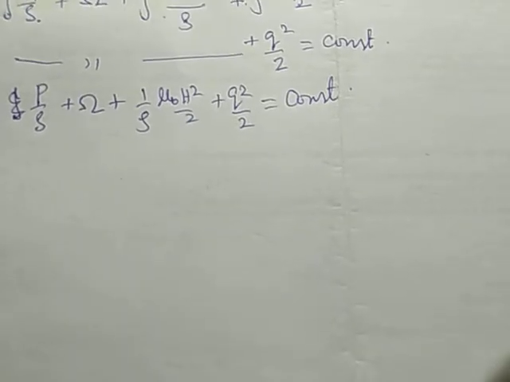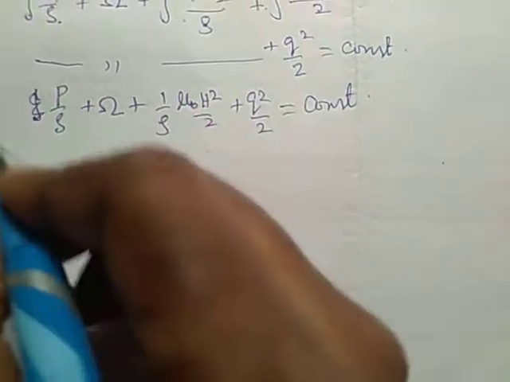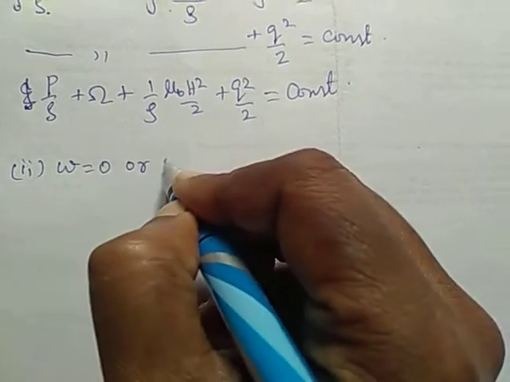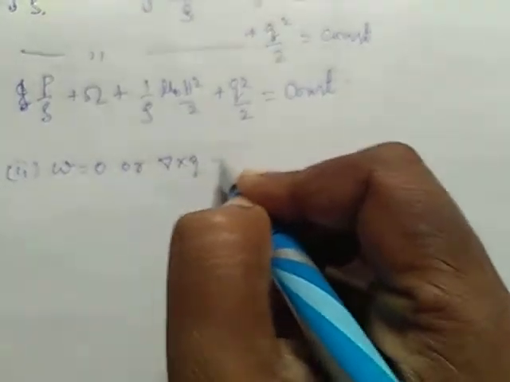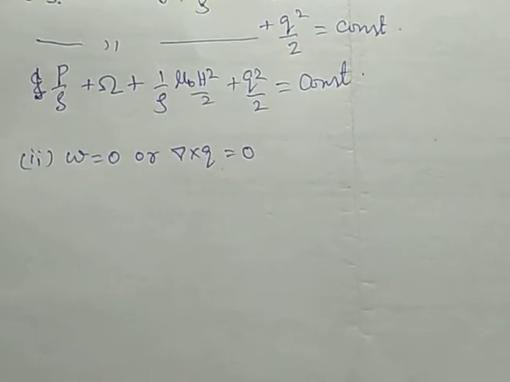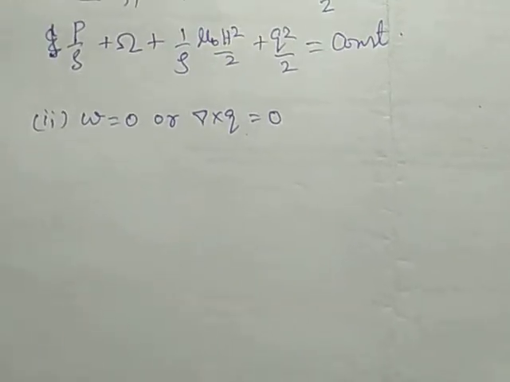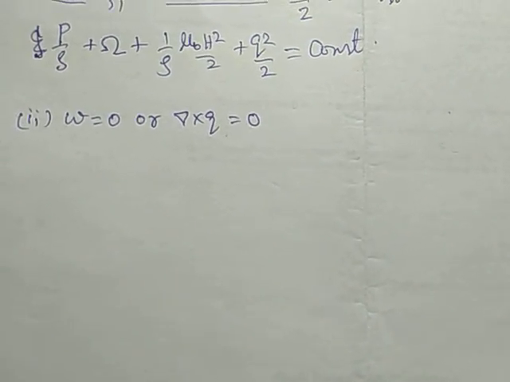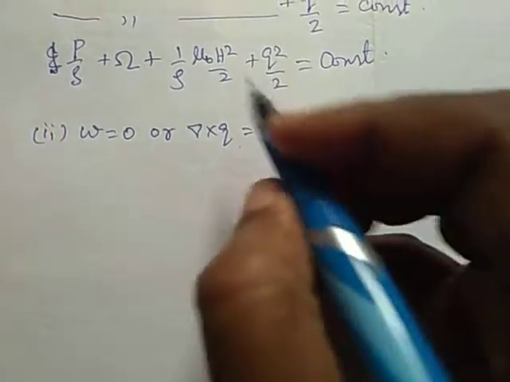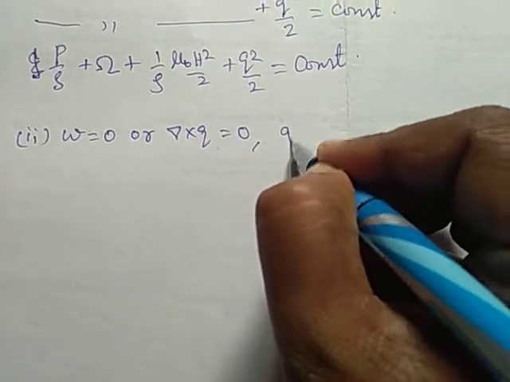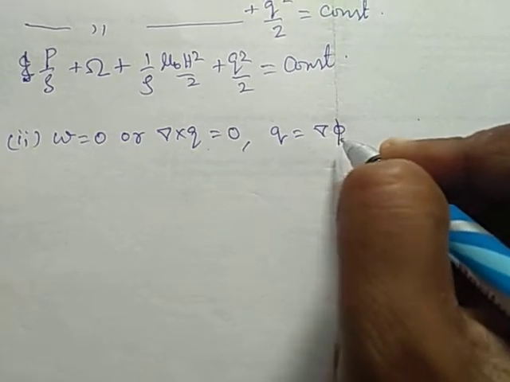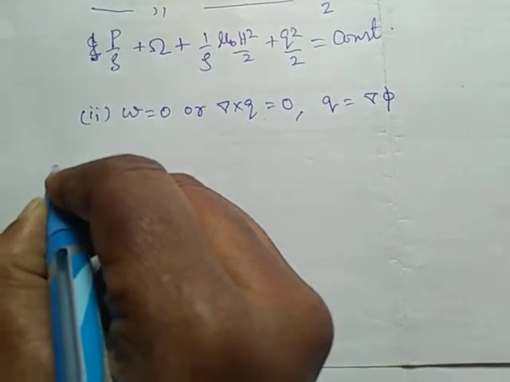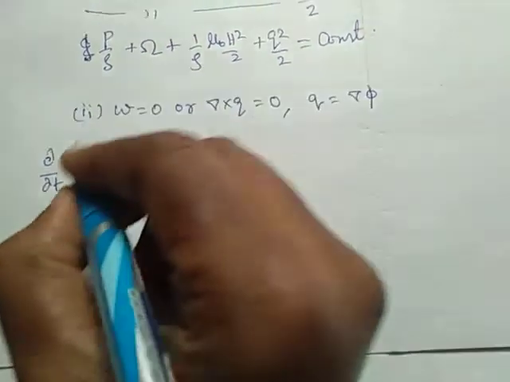In the second case, we are considering omega equal to 0 and unsteady flow, or del cross q is 0. This is the second case we are considering. Let us see what will happen to our momentum equation. Also in this case, q is conservative, therefore q can be written as del phi, where phi is the velocity potential. So in our first equation we have dou q by dou t, so dou by dou t of q is del phi.